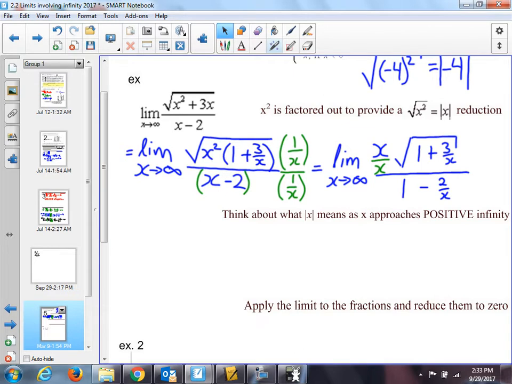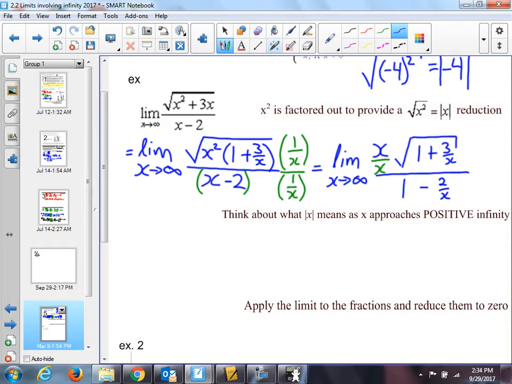Okay, yeah. And I said, basically, this is what we were doing earlier. Think about what absolute value of x means as x approaches positive, and I bold letters, I'm shouting, positive infinity, right? It's going to be a positive answer. It's going to be the same sign. So that's why I have that there. We've taken care of it. Next.